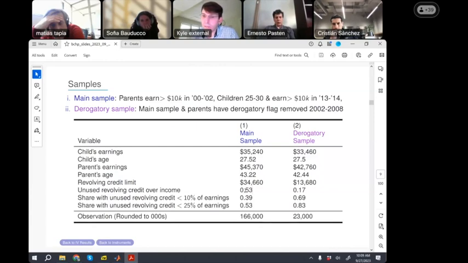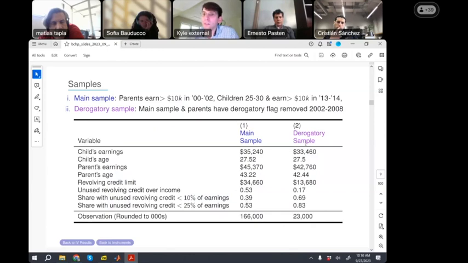To give you a better sense of what that distribution looks like, you can see how skewed it is: about 40% of individuals can only replace 10% or less of annual earnings with their unused credit. About half of them can replace about a quarter of their annual earnings with unused credit.